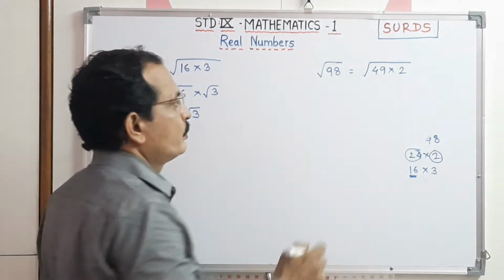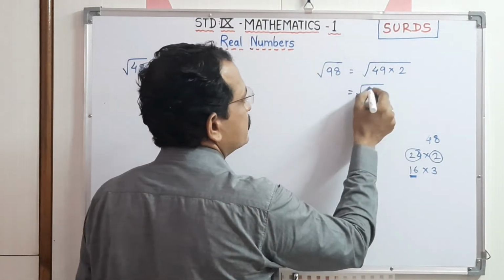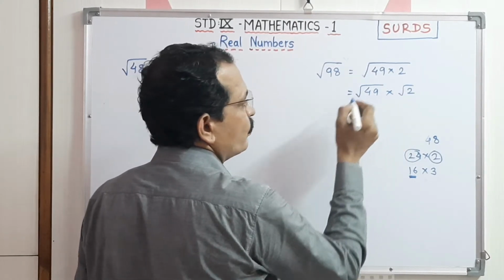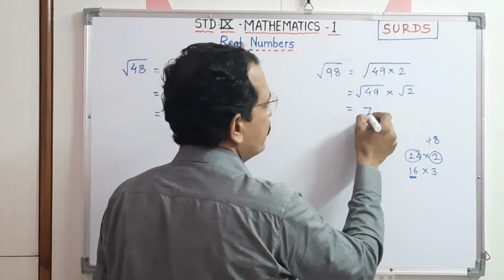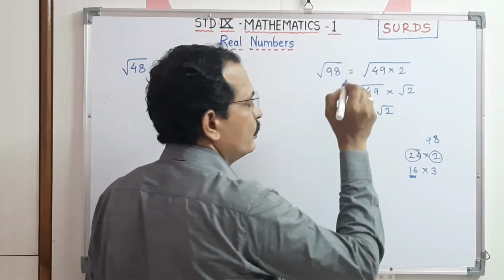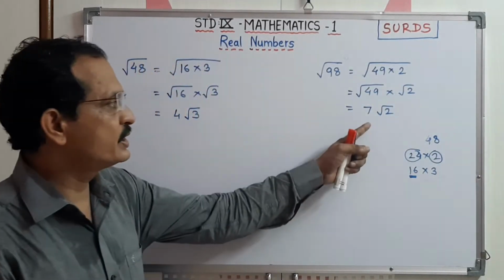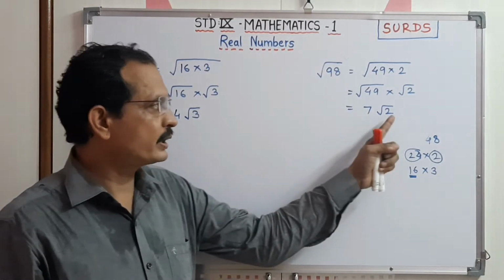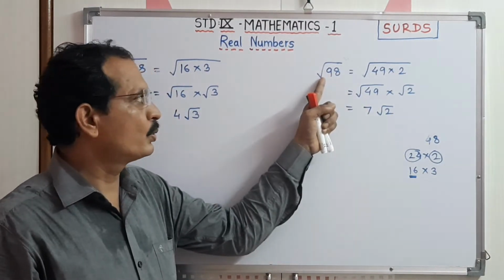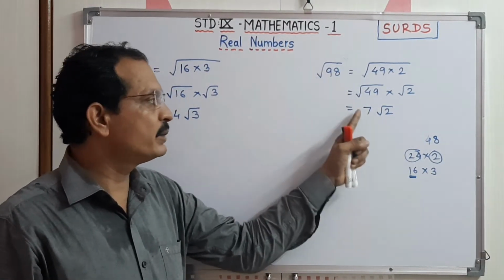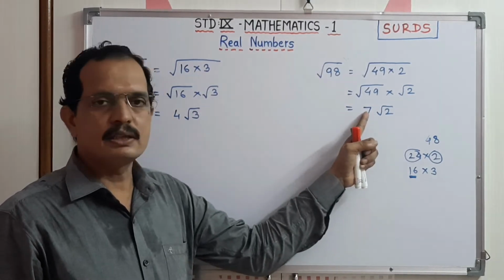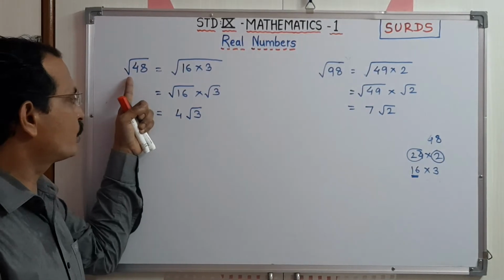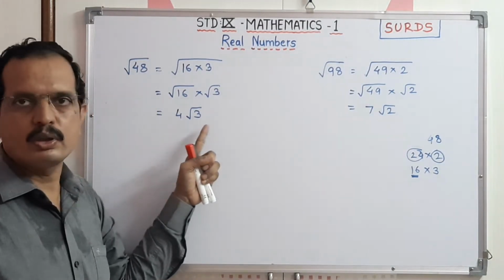Now write it like this, into root 2. The square root of 49 is 7, so it is 7 root 2. These are the simplest forms. We can't factorize these further, therefore the simplest form of root 98 is 7 root 2, and the simplest form of root 48 is 4 root 3.